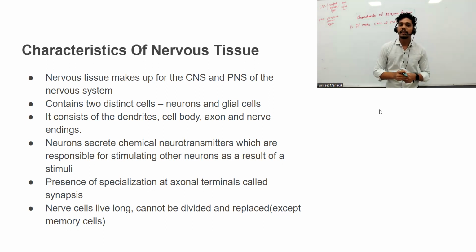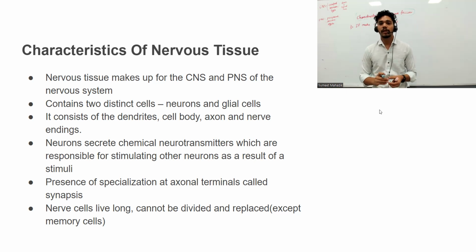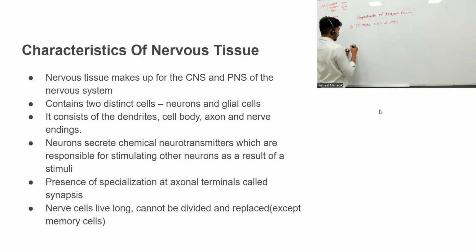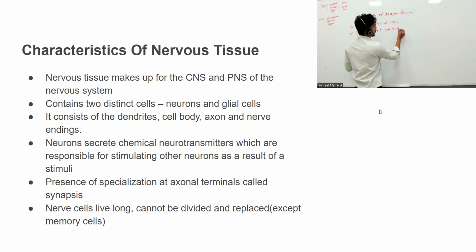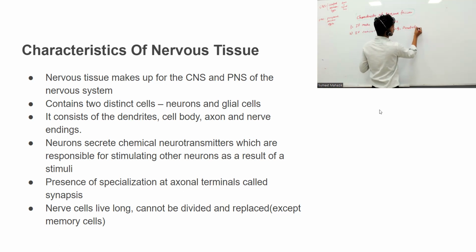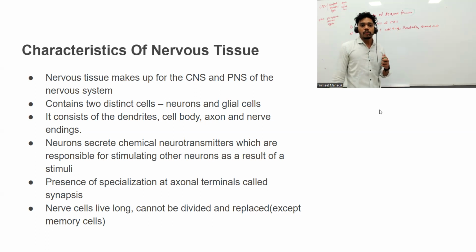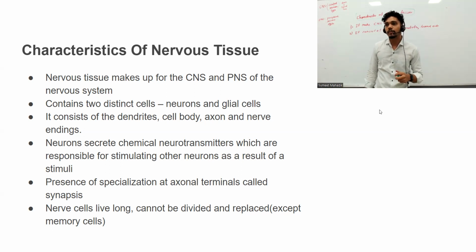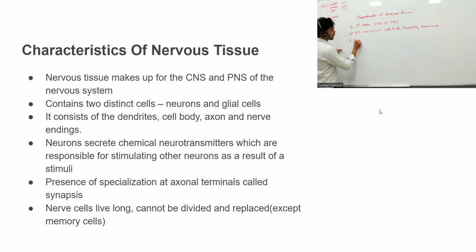It contains two distinct cells, nerve and glial cells. It consists of the dendrites, cell body, axon, and nerve endings. It consists of cell body, dendrites, and the end. What is the end called? Axonal end. These are the characteristics we are writing. Neurons secrete chemical neurotransmitters which are responsible for stimulating other neurons as a result of stimuli. They secrete neurotransmitters.